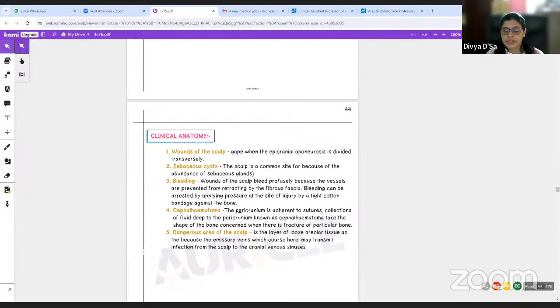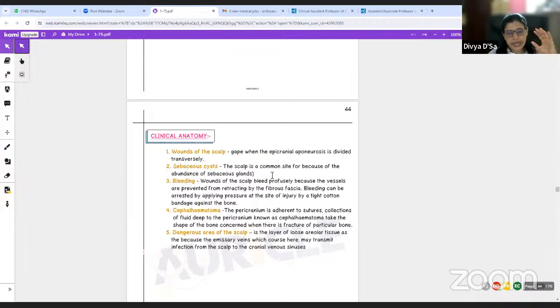Then you have to write about clinical anatomy for the scalp. One is wounds of the scalp. When the epicranial aponeurosis is divided transversely, because it is all very adherent, there will be a large gap. Even a small wound can cause a very large gaping in the scalp, and it also bleeds very profusely.